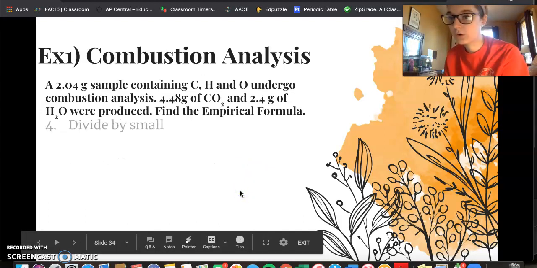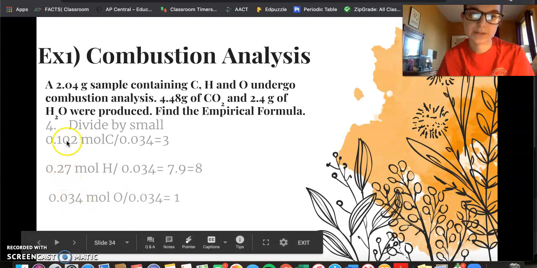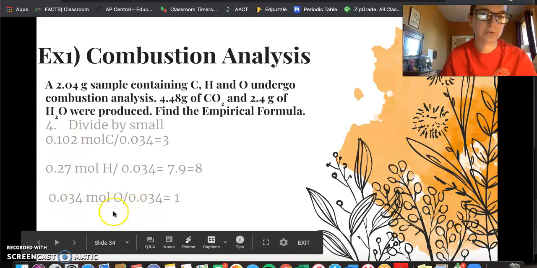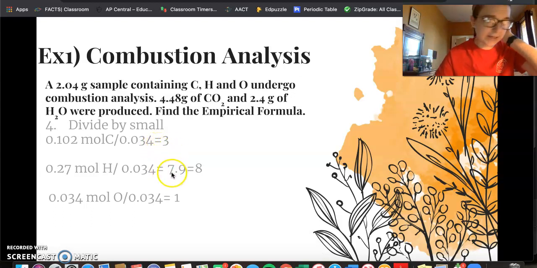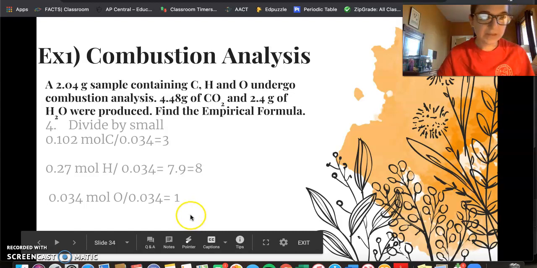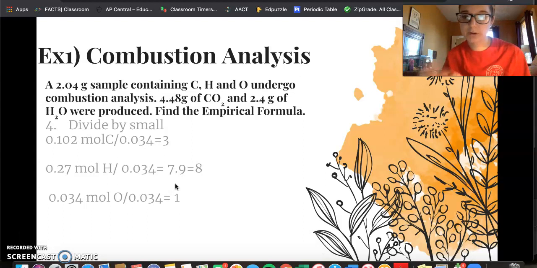For step 4, we're kind of back into that empirical formula rhythm. The next step is to divide by small. So we have the number of moles of each of these, the smallest of which is oxygen. So we're going to divide every one of these numbers by 0.034 moles. When we do that, we get 3, 7.9, and 1. The 7.9, typically if the values that you get for this divide by small division are less than 0.1 away from a whole number, you're good to round. So 7.9 is good to round.